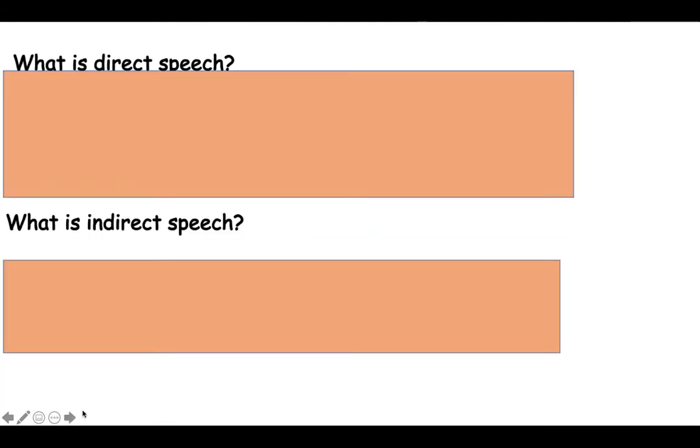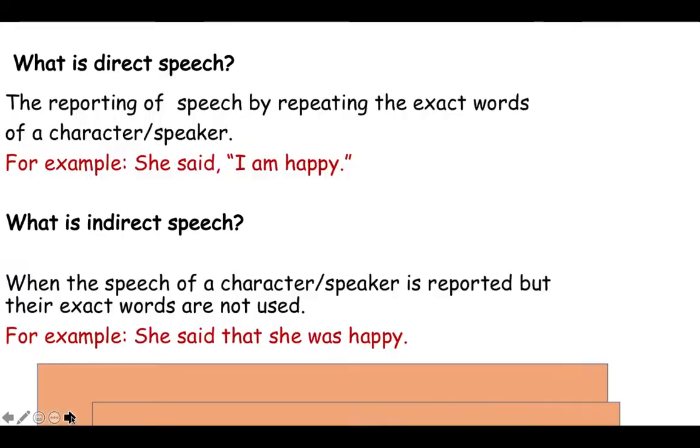So, first of all, what do you think direct speech is? And what do you think indirect speech is? Pause the video and have a go. Right, well done for trying. So direct speech is the reporting of speech by repeating the exact words of a character or speaker. So telling what someone said exactly in their words.